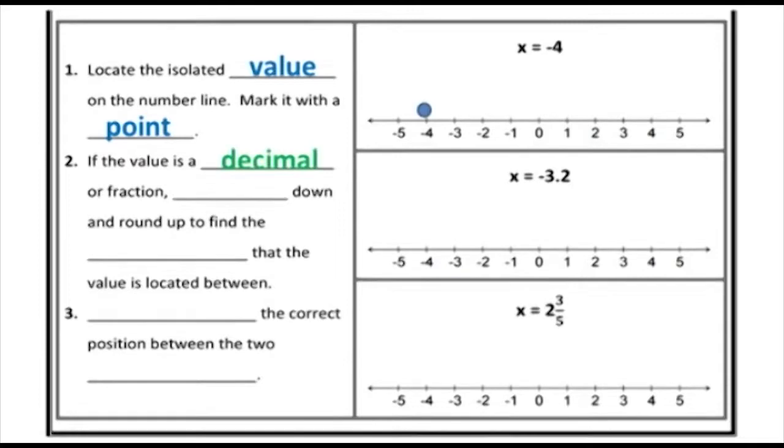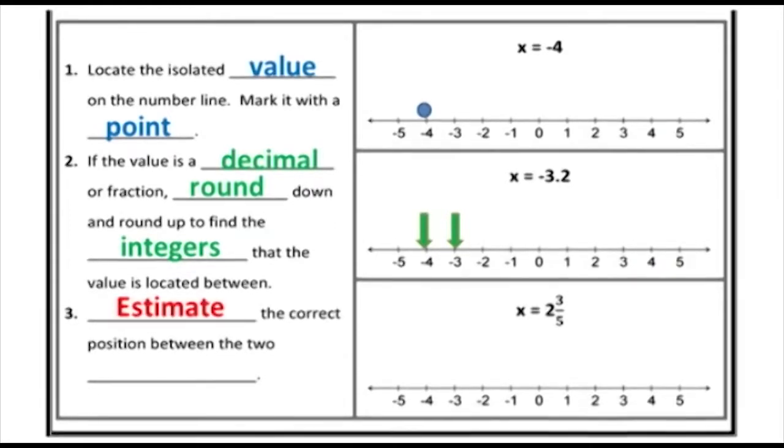If the value is a decimal or fraction, round down and round up to find the integers that the value is located between. If I were plotting negative 3.2 on a number line, I would round down to get negative 4, since less is more with negatives, and round up to negative 3. My answer must be between negative 4 and negative 3. These two integers will be my reference points. It has to be between these two integers.